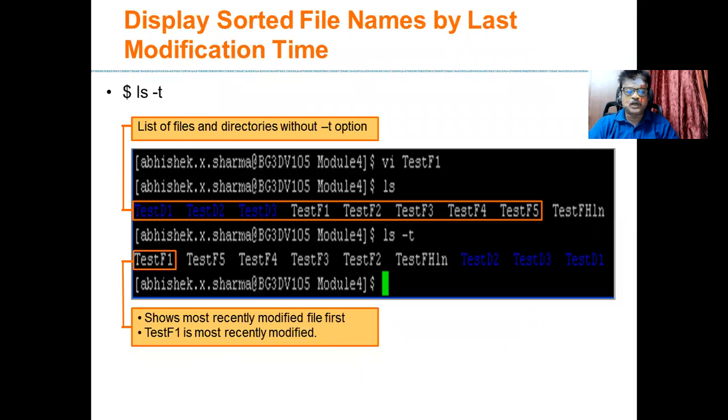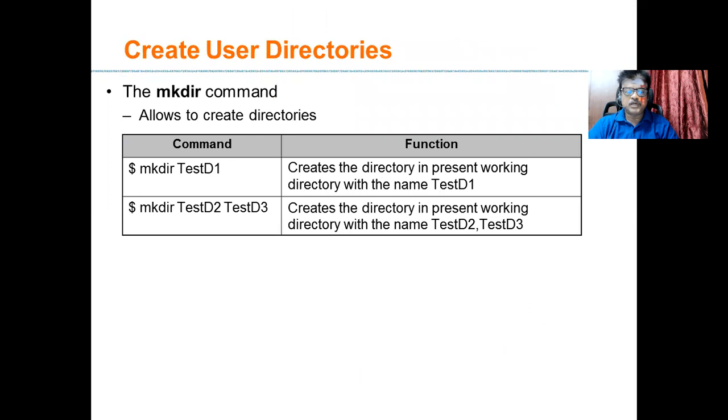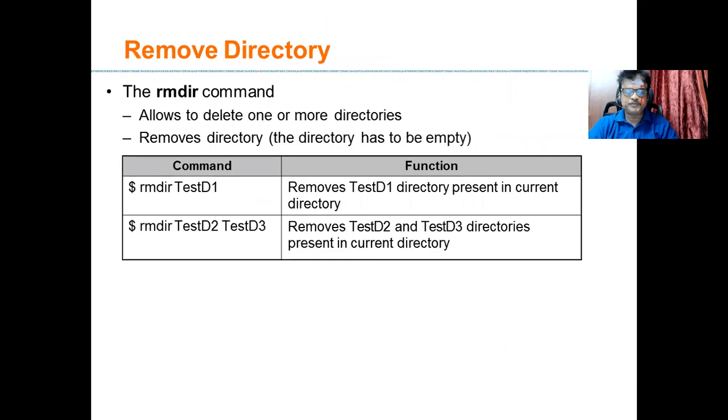When you go with the option -t, we will be able to see it. Then to create user directories, mkdir test d1, if I give it, it will create the directory. mkdir test d2 test d3, like that, multiple directories can be created in one command.